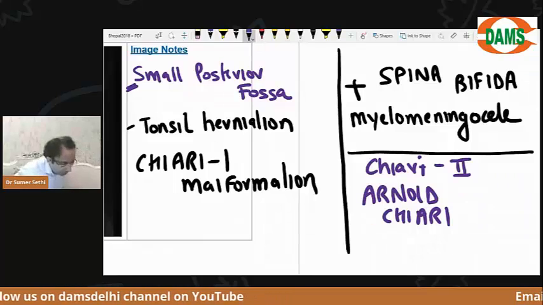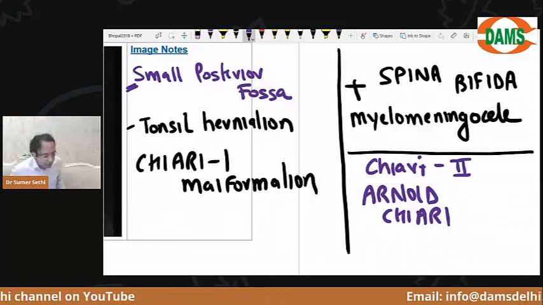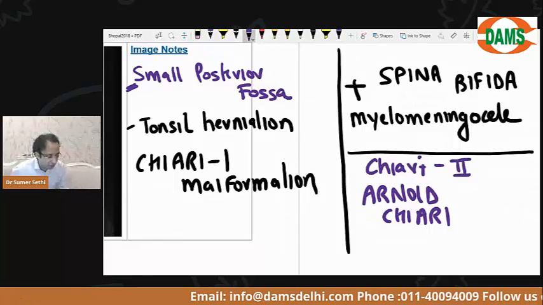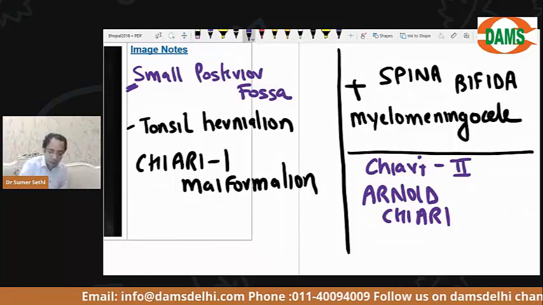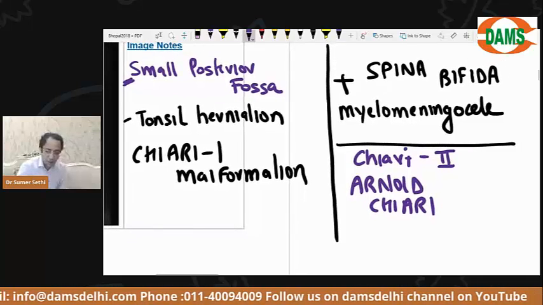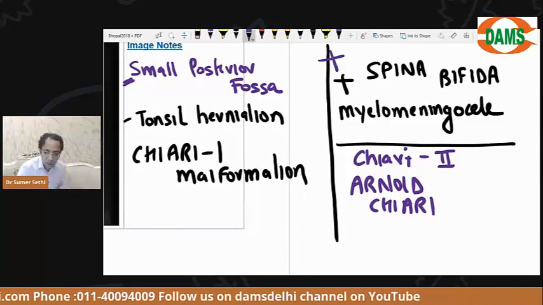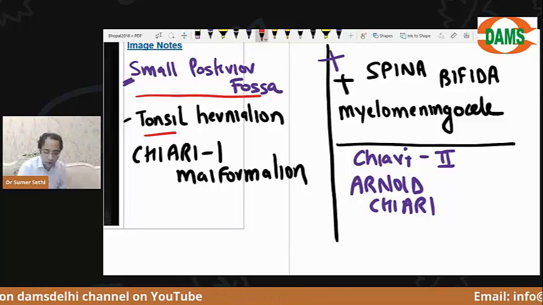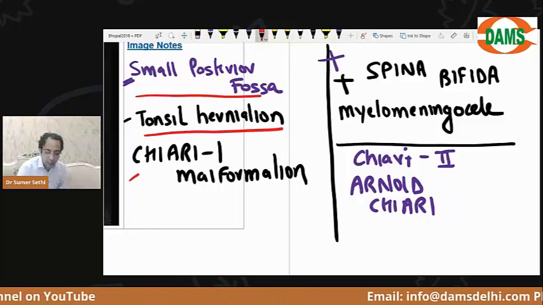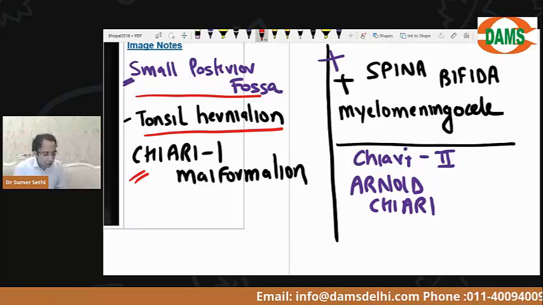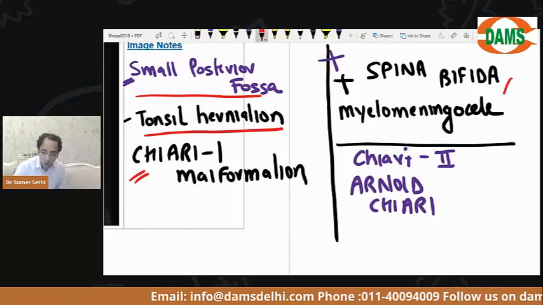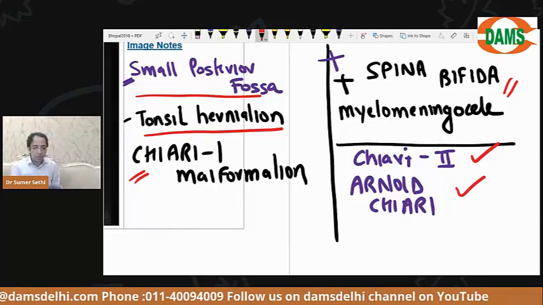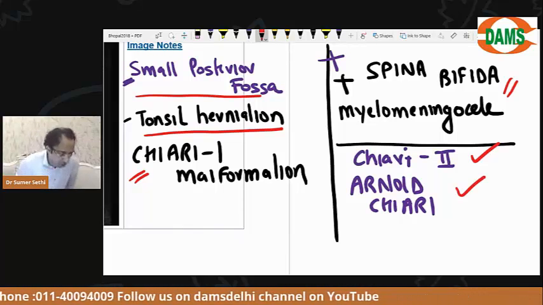Actually I'm speaking everything in English only. In between, I only repeat it in Hindi, but I never speak it in one language. I always repeat it in English. Small posterior fossa with tonsillar herniation, we'll call it Chiari type 1. If you also have myelomeningocele, then you will call it Chiari type 2, or you will use the word Arnold-Chiari malformation.